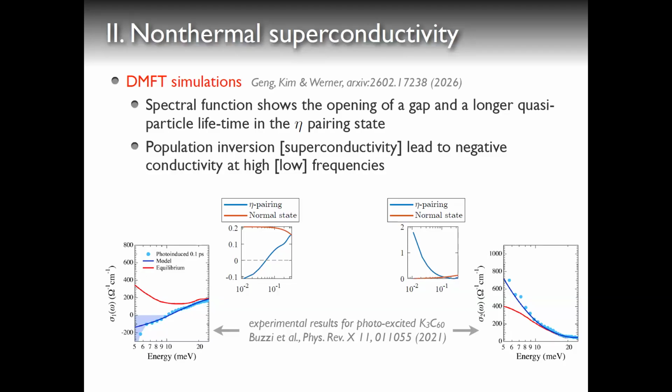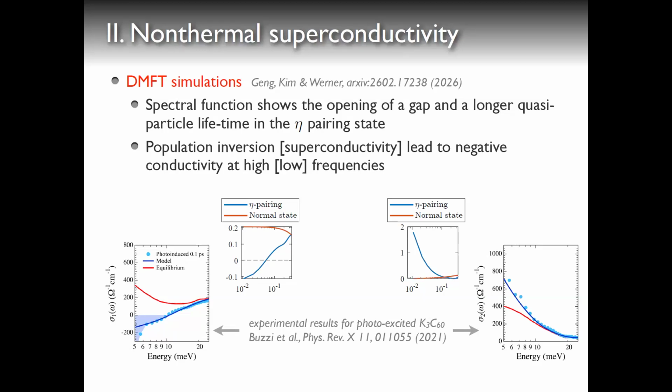I think it's an open question. One obvious difference is that these experiments are on metallic systems. K3C60 is a metallic system. Also, the doped cuprates, which are used for such experiments, are metallic systems. And in such systems, we don't have long-lived doublons and holons, which we conventionally need to realize an eta pairing state.